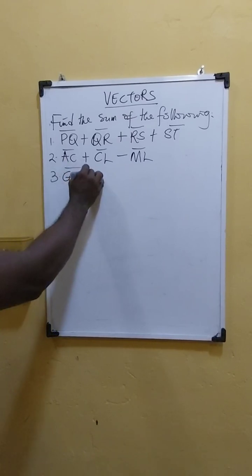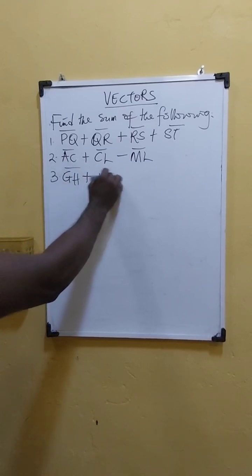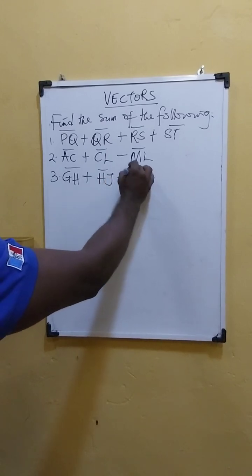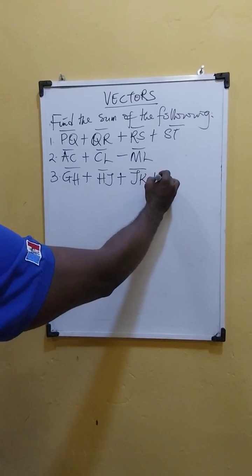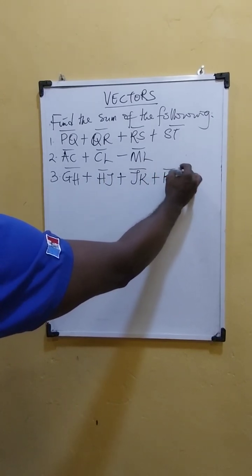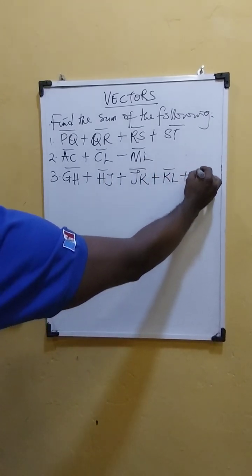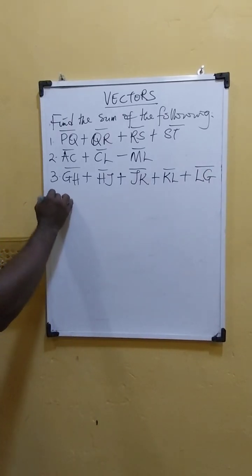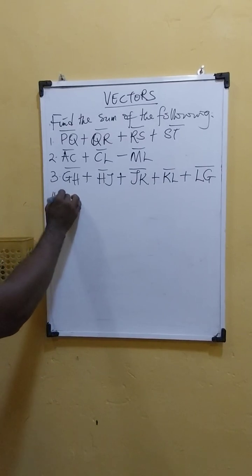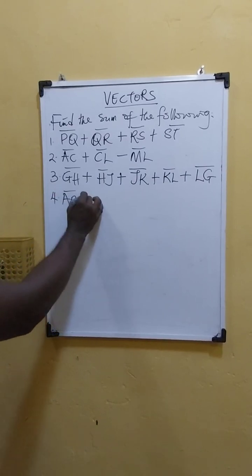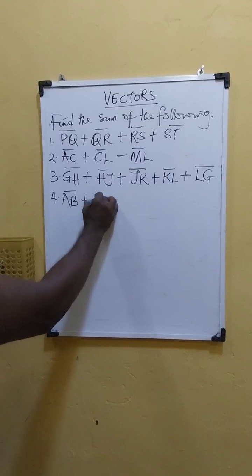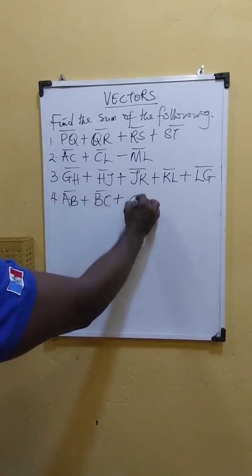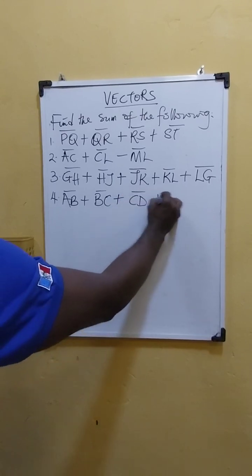The third one, GH plus HJ plus JK plus KL, and then plus LG. Life is good. The fourth one, we have AB plus BC plus CD, and then plus DB.